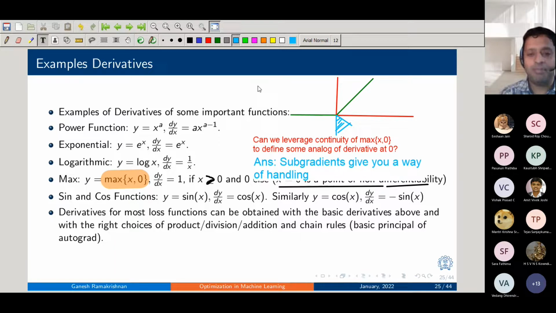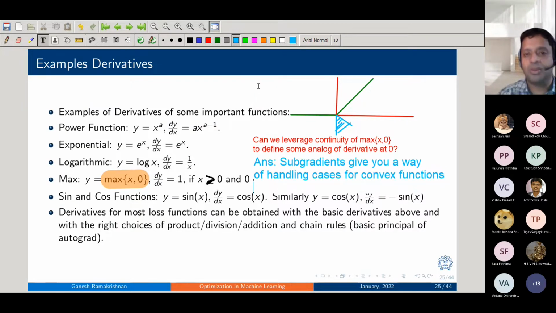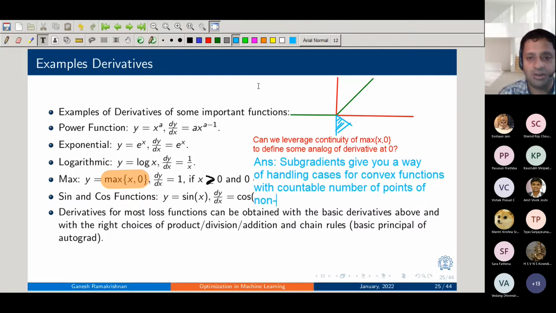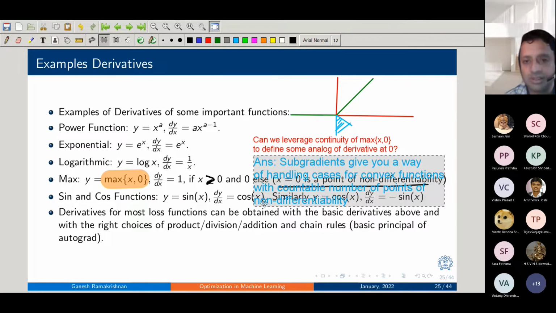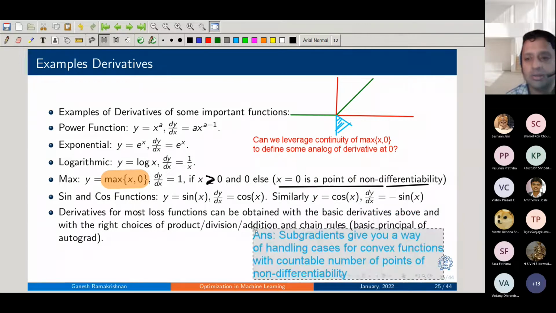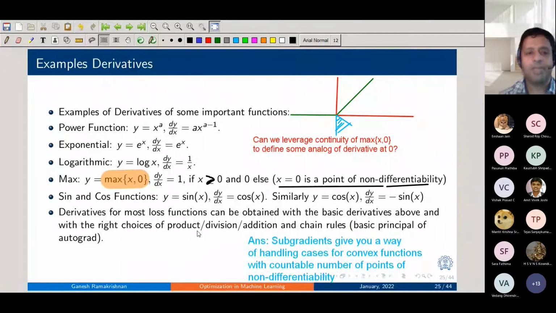This is the case for convex functions only. But they have a countable number of points of non-differentiability. For example, there's exactly one point where it was not differentiable. So that's what subgradients give you. We'll deal more with subgradient calculus. This is actually the notion of subgradient calculus.